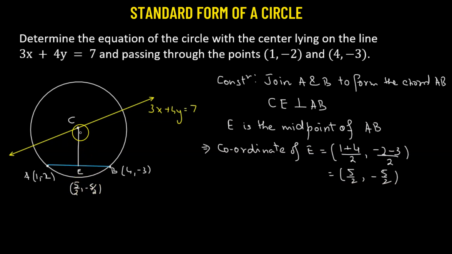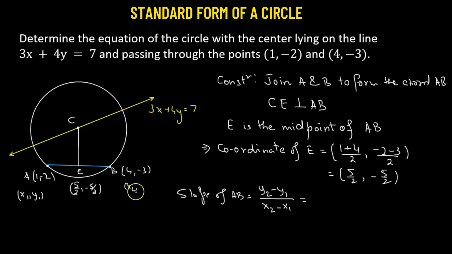Now, our next task will be to find out the equation of line CE. To find out the equation of line CE, we'll first need to find out its slope. Now, we cannot directly find out its slope, but we do have the information regarding A and B, so we can find out the slope of AB. The slope of line AB is simply the ratio of the difference of the y coordinates to the difference of the x coordinates. We can consider A to be (x1, y1) and B to be (x2, y2), such that we get (-3 - (-2)) divided by (4 - 1). So we get (-3 + 2) divided by 3, which is going to be equal to -1/3, meaning the slope of line AB is -1/3.